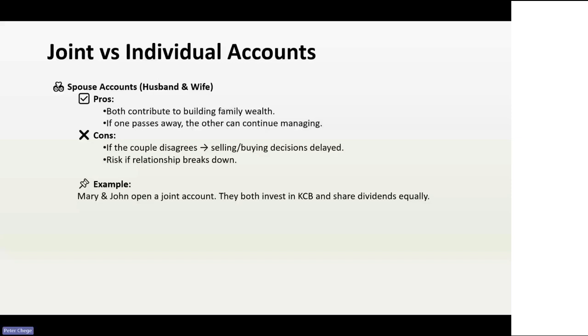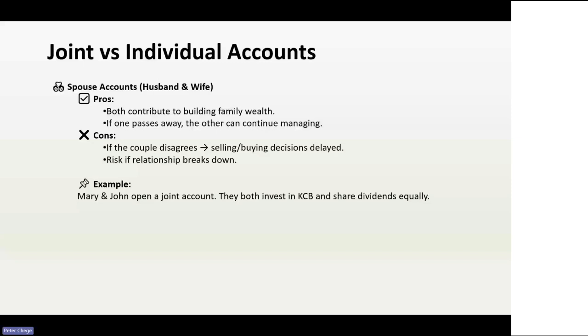The only disadvantages that are there: there could be disagreements on what to buy and what to sell. Remember, both of you have to make that decision. Even if you have access to the account, either online or you're submitting orders through email, both of you have to agree on when to buy, when to sell. If there is disagreement, then you are stuck.